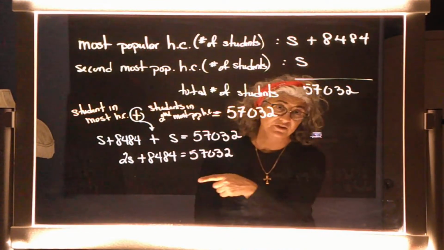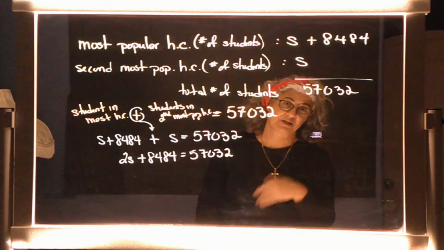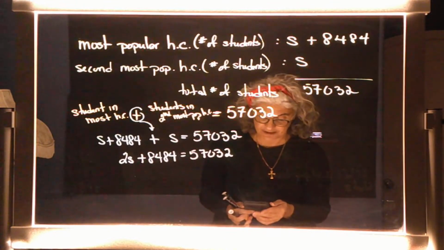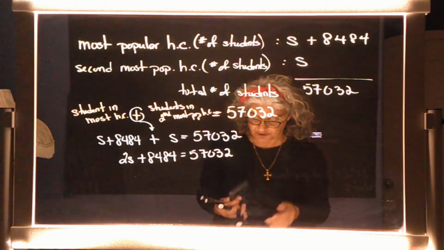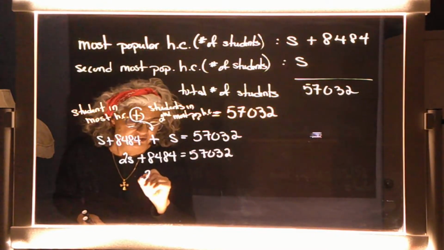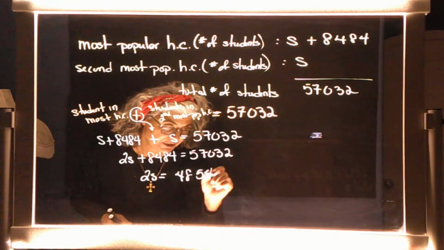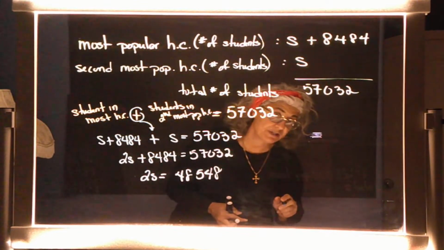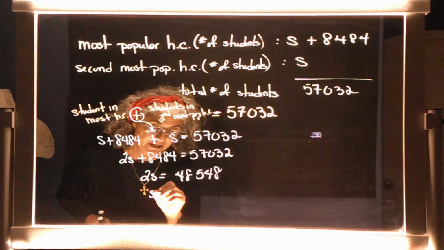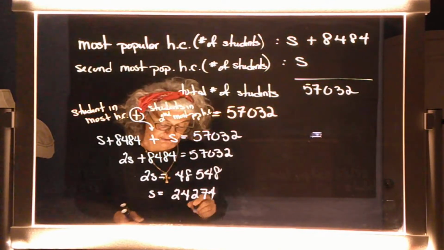Okay, so now we have to move the 8,484 over, right? Okay, so for the interest of time, I'm going to get my calculator. I know you guys have your calculator. So when I do the subtraction, I end up with 2s equals 48,548. Do you agree with me? Cool. And then, good, divide by 2. So s equals, right?